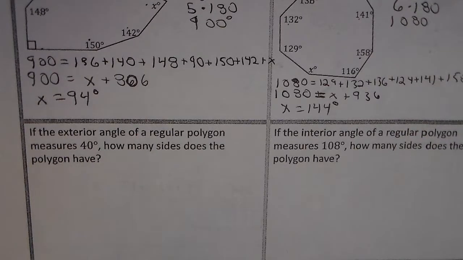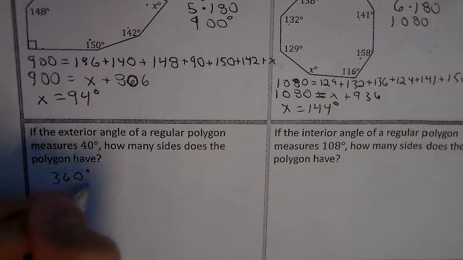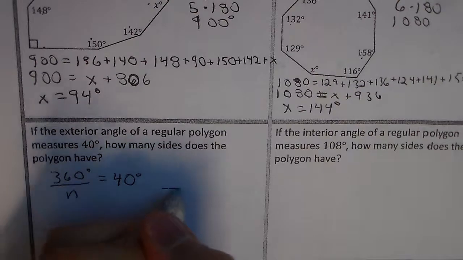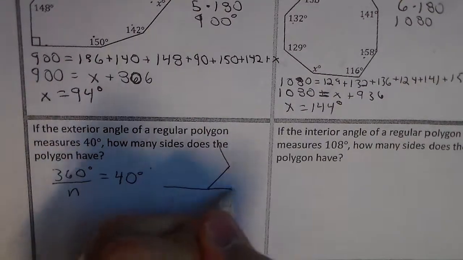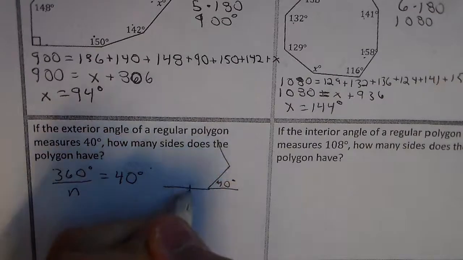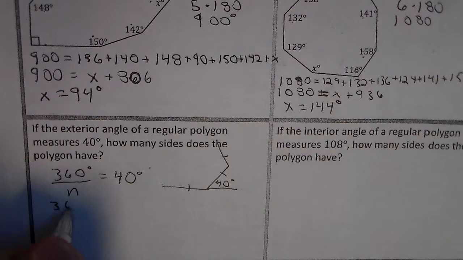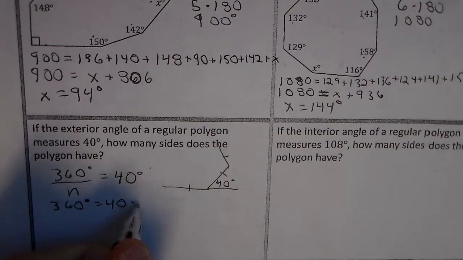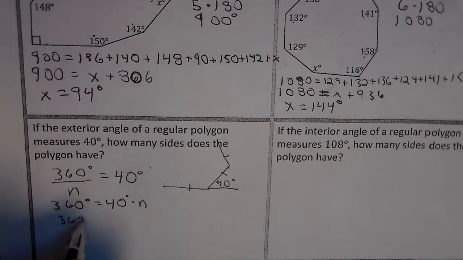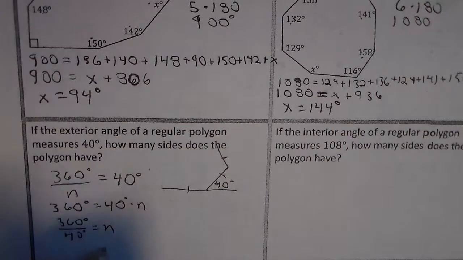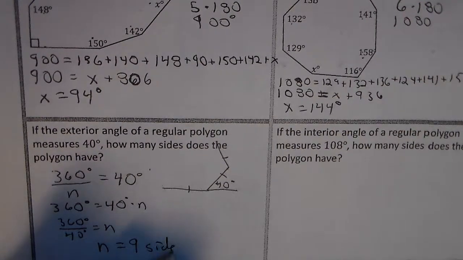Next problem, if the exterior angle of a regular polygon measures 40 degrees, how many sides does the polygon have? So the exterior we know is always 360, and if it's regular, we can divide by number of sides, and that's what 40 degrees is equal to. Meaning if we had this polygon, this is 40 degrees, but all the sides are the same, we need to figure out what value of n works. So I could do 360 equals 40 times n, then that becomes 360 over 40 equals n. 360 divided by 40 gives you that n equals 9 sides.